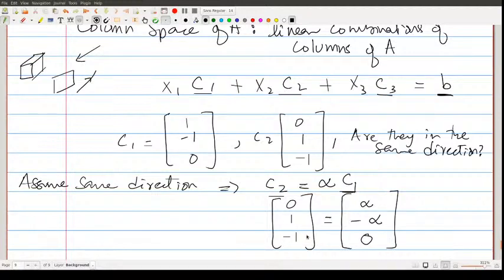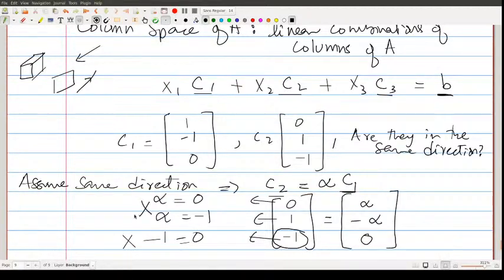And notice I immediately have a problem. The first line tells me alpha is 0. The second line also tells me alpha is minus 1. That's a contradiction. That's a problem. And notice the last line also tells me something weird. The last line tells me minus 1 is equal to 0, which is also a contradiction. Which means this assumption that I've made, this is sort of a proof by contradiction. I assumed that they were in the same direction.